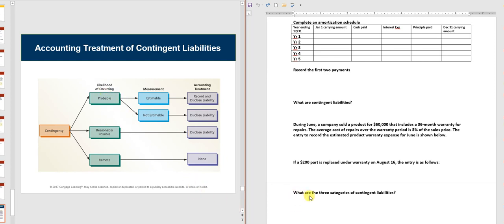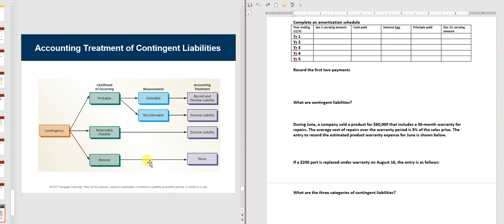The three categories are probable, reasonably possible, and remote. You actually look for expert advice, like from a lawyer or from geologists or from somebody that helps you assess what these categories are. But probable, reasonably possible, and remote. If it's probable and you can estimate it, book it and disclose it. If you can't estimate it, disclose it. If it's reasonably possible, disclose it.